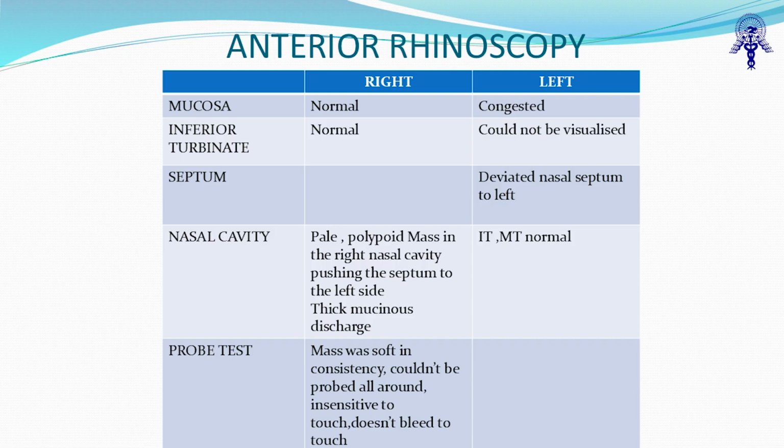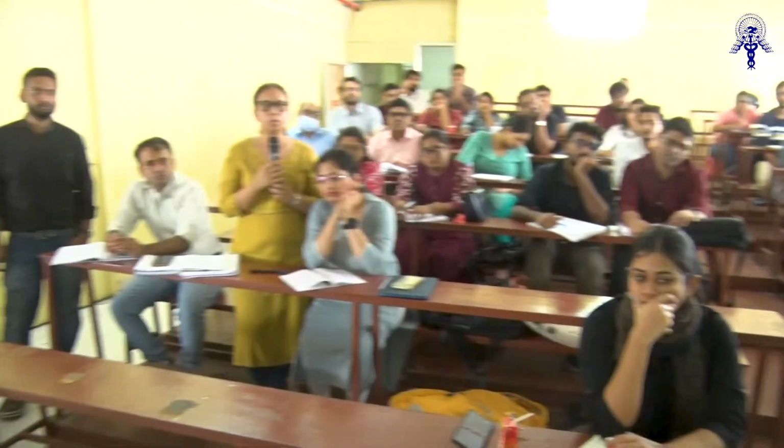We'll see if the what instrument is the probe, Jobson horn probe? Yes. Okay. And we will see if we can go all around the probe and from where it is arising and whether it bleeds on touch and whether it is painful when we are doing. So mass couldn't be probed all around. What does that mean? So it gives us the clue from where the mass is arising. So yes, any difference? Somebody said no. Yes, of course, from where it is arising.